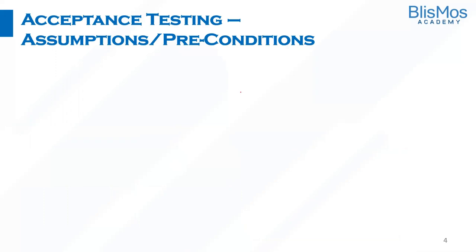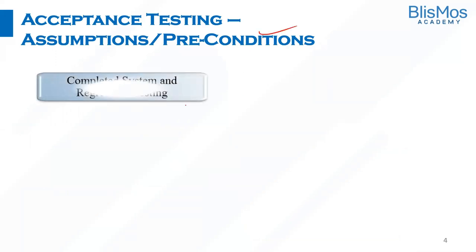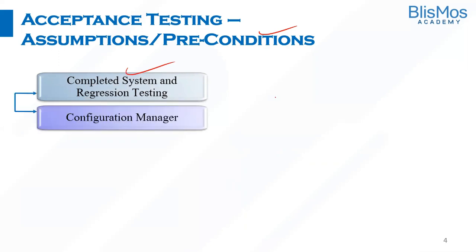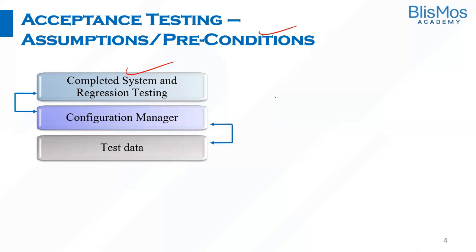What are the preconditions which are required for acceptance testing? First and foremost thing is you would have completed the system and regression testing. After that, the configuration manager would have ensured that the source code, test scripts, and whatever third-party software is required are all there at the place where we can deploy it to the production. After that, we'll ensure that test data is prepared so that users or clients can test the application.